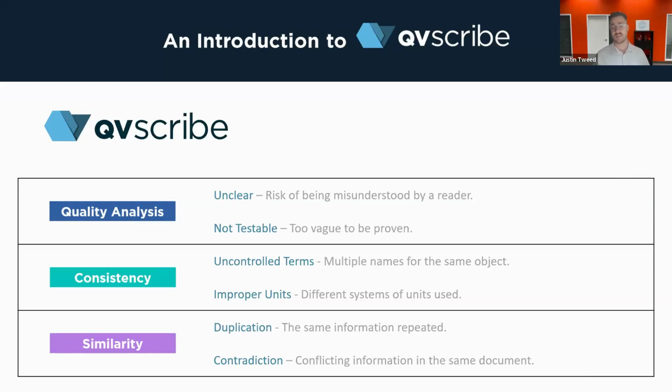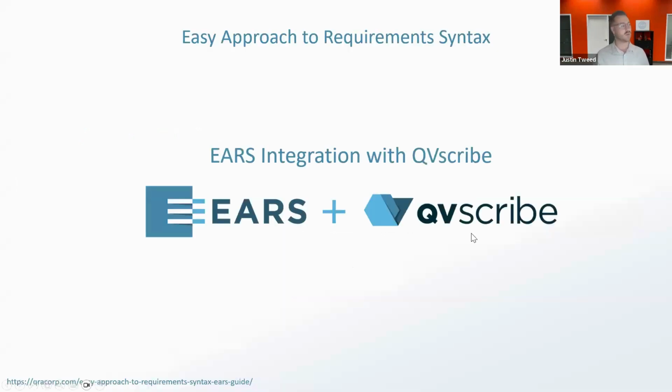Additionally, there are templates and conformance checks for EARS. So you can be confident you're creating EARS compliant requirements. QVscribe integrates into Word, Excel, and other leading requirement management tools. For today, Danielle is going to show you how QVscribe can help you to write EARS requirements within IBM's DOORS Next Generation, and how QVscribe's quality analysis feature helps to ensure requirements will be complete, clear, and verifiable.